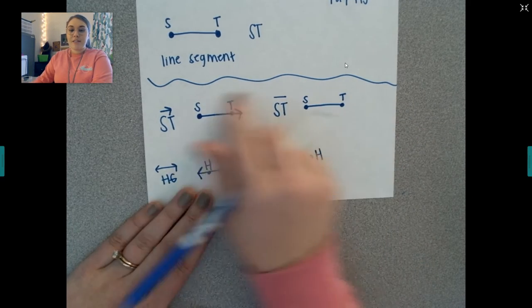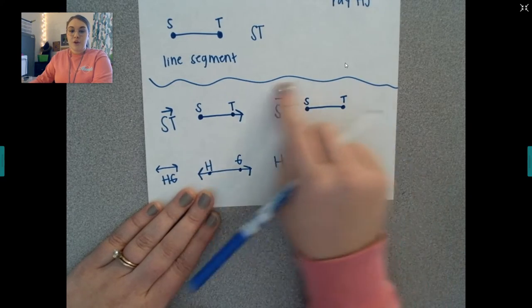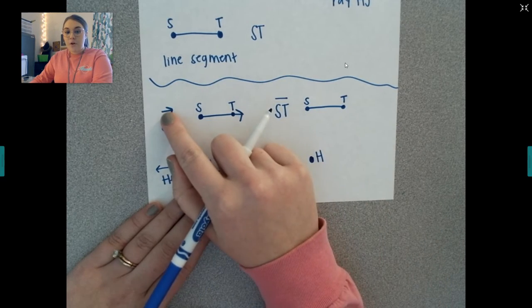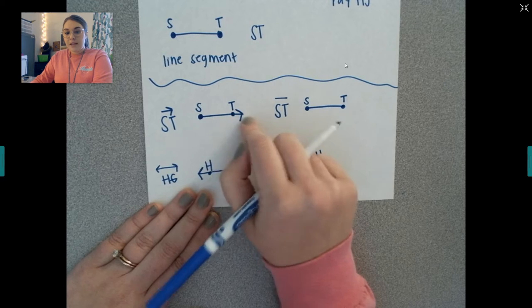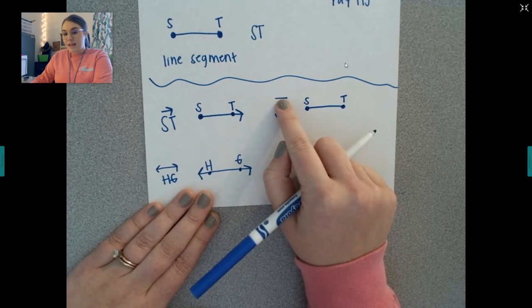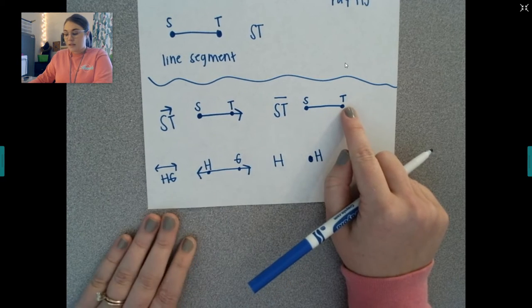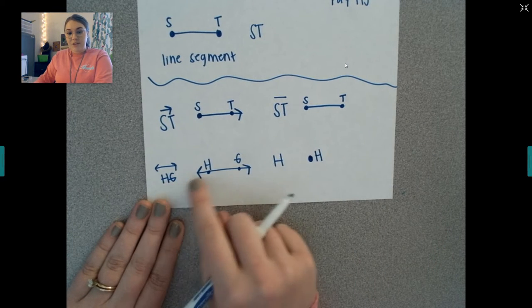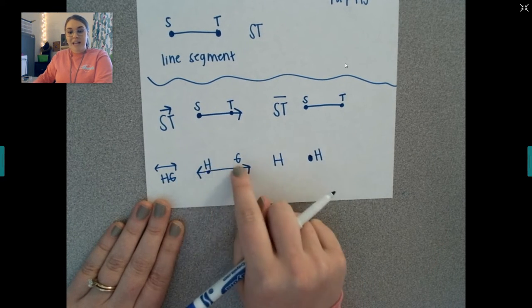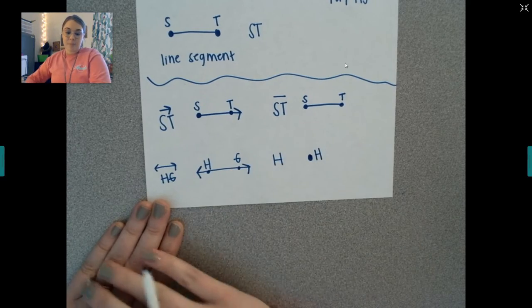So today on your assignment, you might see some things that look like this. If it has a ray over it, you'll draw a ray and you'll label it ST. If it has just one line over it, you'll draw a line segment and label it ST. If you see a line above it, you'll draw a line and you'll label it HG. And if you just see a letter, it is a point.